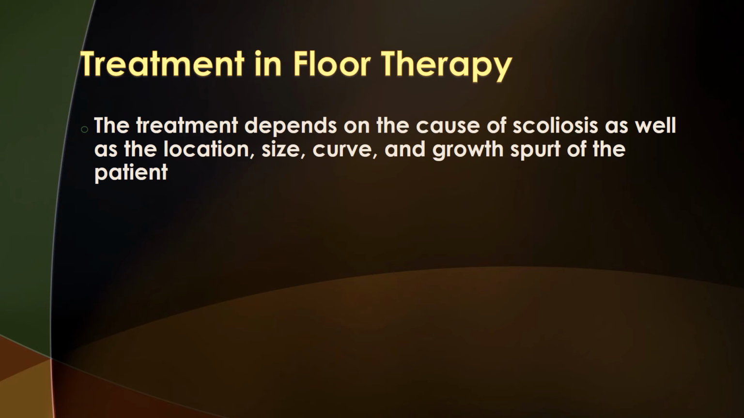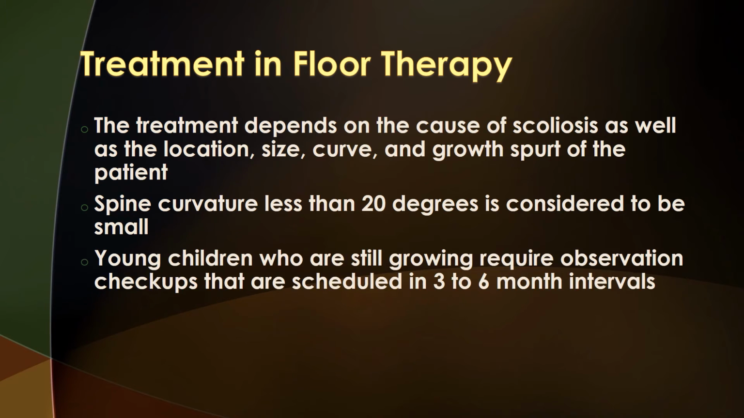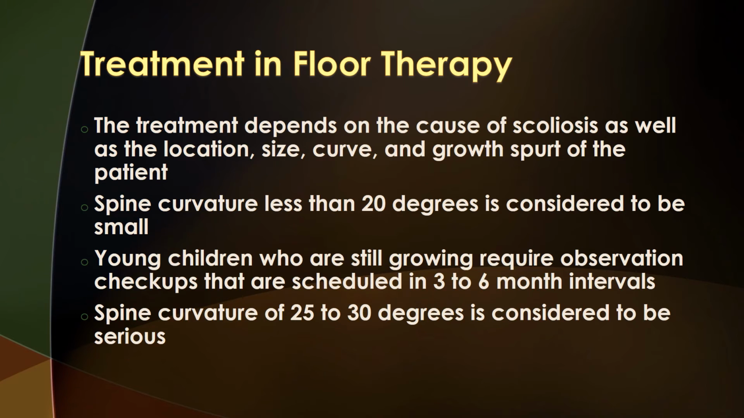Treatment and therapy. The treatment depends on the cause of scoliosis as well as the location, size, curve, and growth spurt of the patient. Spine curvature less than 20 degrees is considered to be small, and it only requires observation to ensure that the curve does not progress. Young children who are still growing require observation checkups scheduled at 3 to 6 month intervals, and observation is usually the first method of treatment for a young child in the U.S. Almost 90% of infantile curves resolve spontaneously on their own, and spine curvature of 25 to 30 degrees is considered to be more serious.